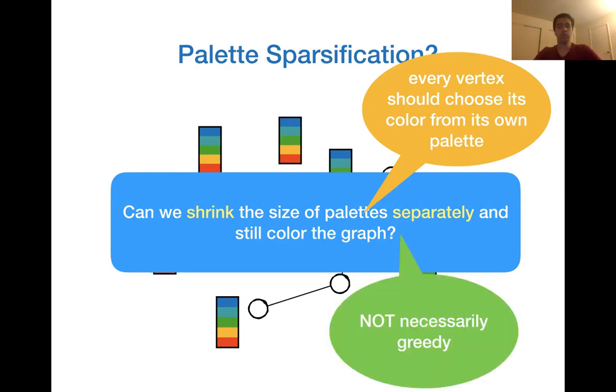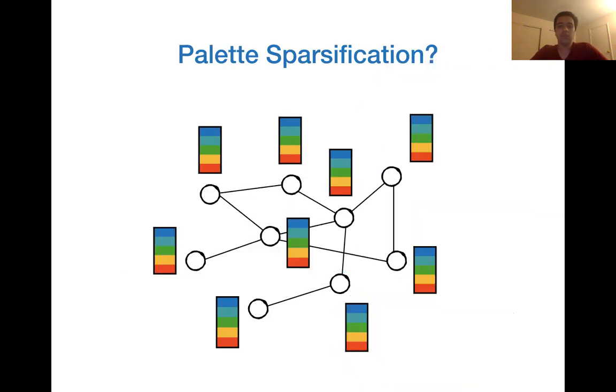And to make sure, I'm not asking you to color the graph greedily. Any way of coloring the graph is okay with me as long as there is a way to color the graph. Good. Now, for instance, if we started with this example, we want to shrink them perhaps to something like this, and then choose the color of every vertex from its own palette to color the graph. Good.